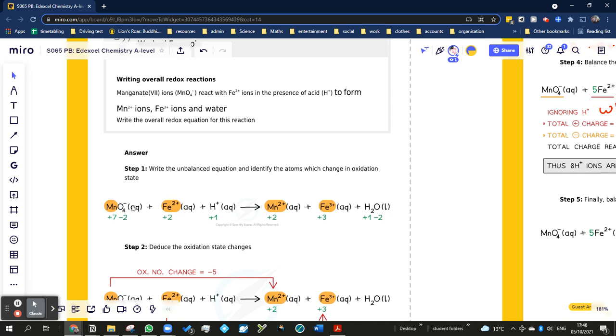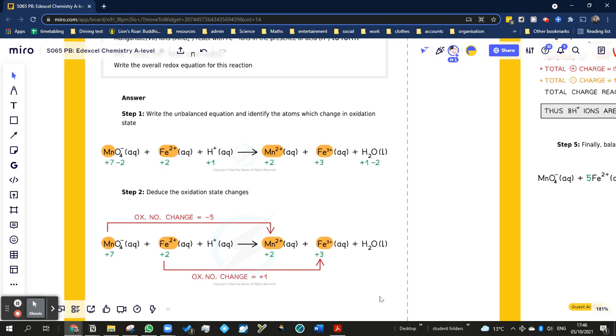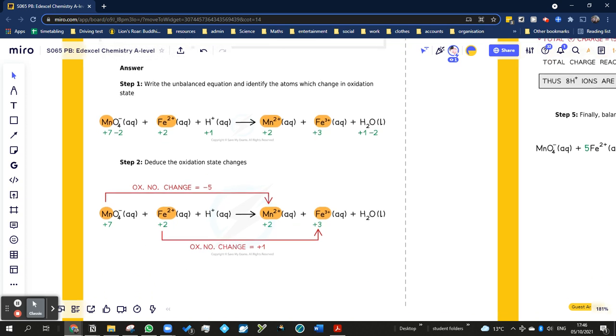Now, in some cases, we know that oxygen, as oxide, is always -2, hydrogen is always +1, and then we've got the solo charge, the Fe2 plus on its own is obviously going to be +2, and hopefully you should know how to work out the rest of them. So that's the first step. The second step is you identify the ones that have changed. The oxygen stayed the same, the hydrogen stayed the same, but the manganese changed from +7 to +2, so it's a change of -5, and the iron changed by increasing by +1.